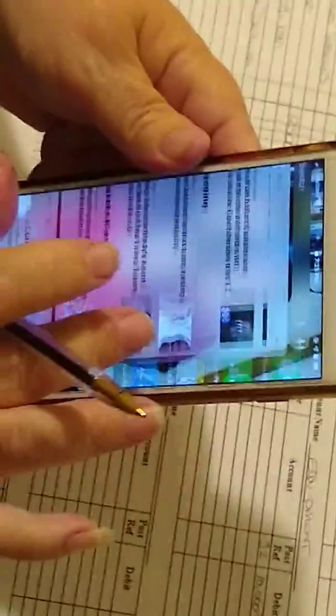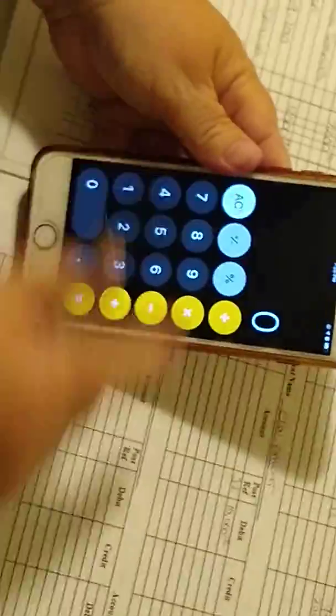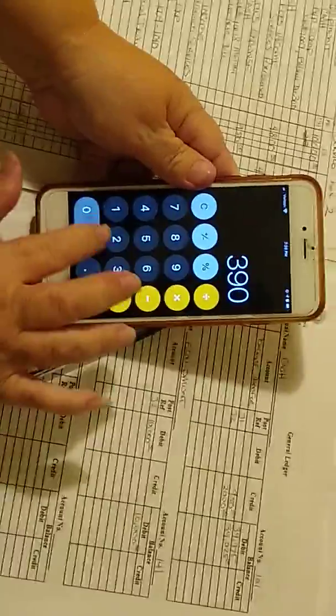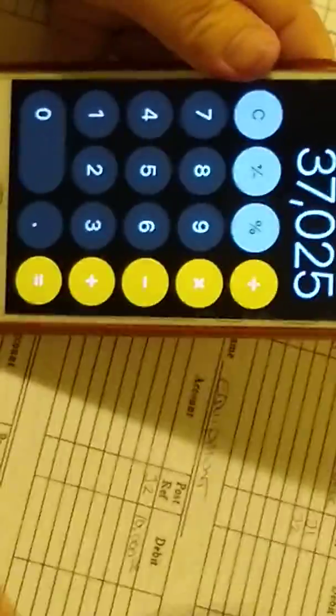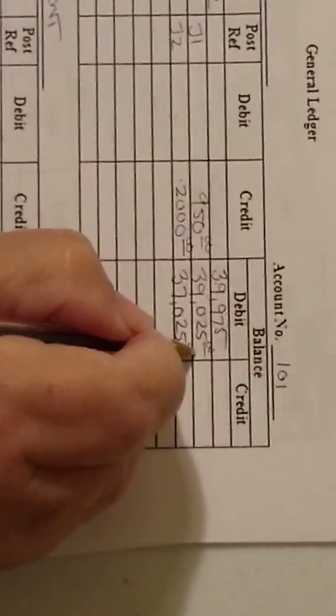Okay, so we need to take our $39,025, which is our balance, and are we going to add or subtract that $2,000? If you said subtract, you said it right. Minus $2,000 equals. So your balance should be $37,025. We're going to subtract it because we spent $2,000 towards that equipment. And then the remaining went to accounts payable.